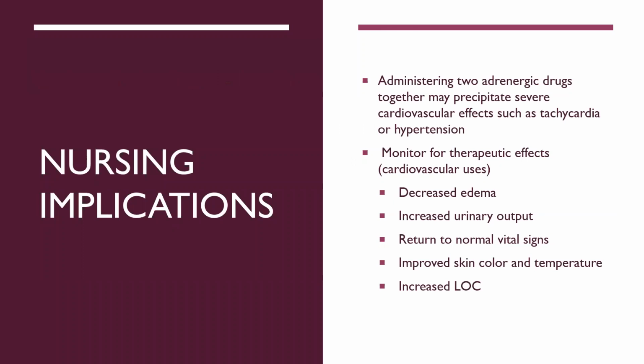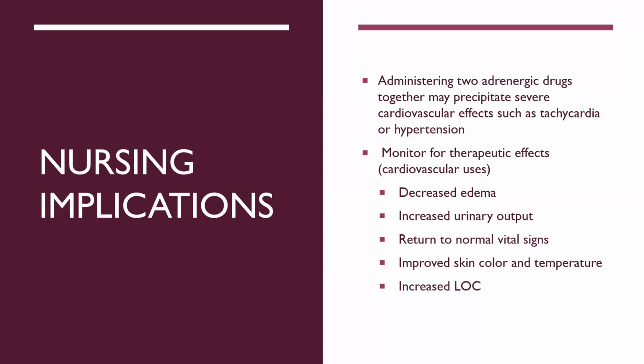So administering two adrenergic drugs together may precipitate severe cardiovascular effects such as tachycardia or hypertension. So you want to be careful with this. When I was in the ICU, we would have quite a few different drugs that the patient would be on. And my goal was always to try to put them on the least amount of medications that I could. So I would go through their history and see what kind of history they had, so that way I could titrate one drug down and maybe see if another drug might work better. And the reason for that is because, like I said, these drugs, if you put on too many of them, then you might be ending up pushing them to too much heart rate or too much blood pressure.